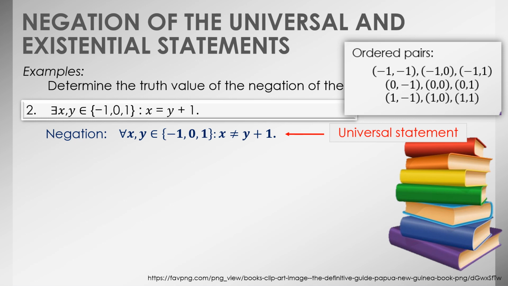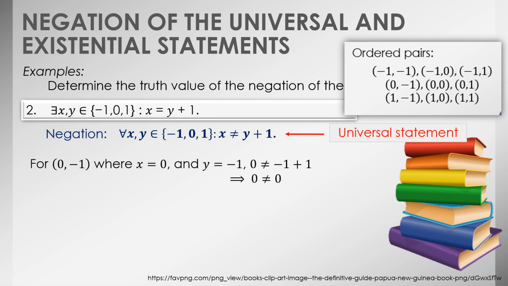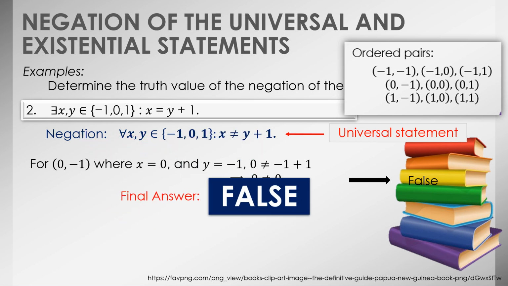For this time, we will make use of the ordered pair (0, -1). Note that by means of substitution, we have this. Observing the resulting statement, clearly it is a false statement. Thus, since we failed to show that the negation of the given statement is true for every ordered pair, the truth value is false.